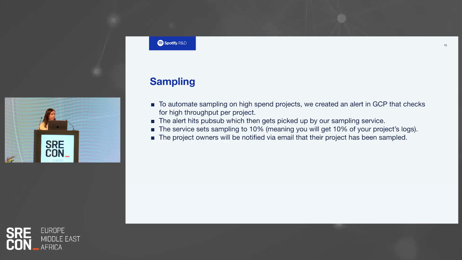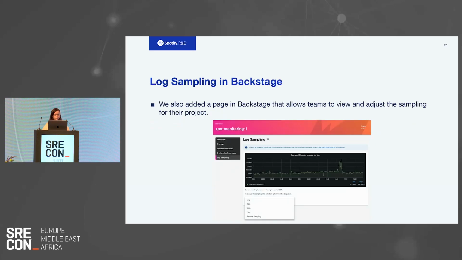So basically, there's no finessing depending on what your throughput is. It's just if it's over a certain amount, you go to 10% sampling. And then the project owners are notified by email that their project has been sampled. And then Backstage, which is an open source tool developed by Spotify, we have this project log sampling page in Backstage. So it shows you a Grafana panel of what your throughput is. And then as a result, you can either remove the sampling, or adjust the sampling, add more or less, whatever you want to do there.